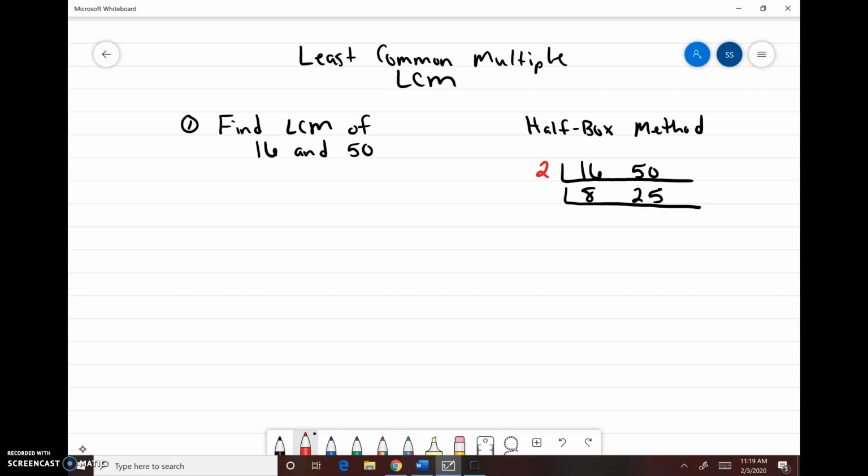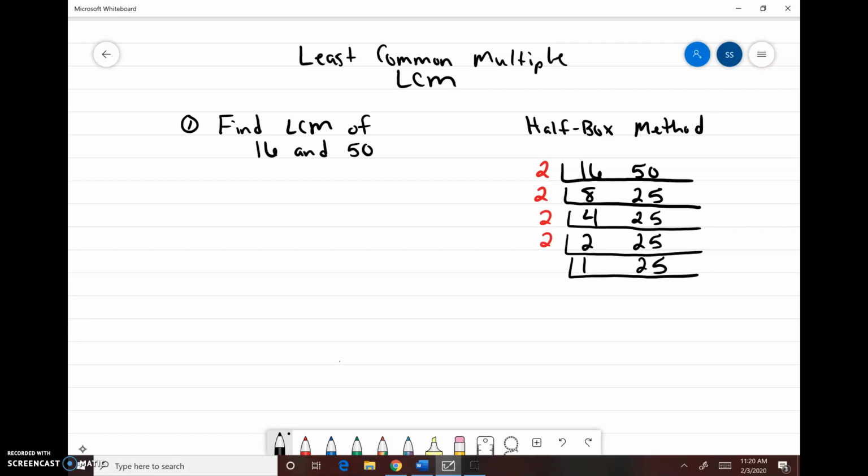So again, I'm going to use 2. 8 divided by 2 is 4. Now 25, 2 does not go into 25 evenly, so we just keep the 25. Now we use 2 again. 4 divided by 2 is 2. Again, it doesn't go into 25 evenly, so we keep our 25. Now I'm going to use 2 one more time. 2 divided by 2 is 1. 2 does not go into 25, so I keep the 25. Now I have the 1 there, so I'm done with that number.